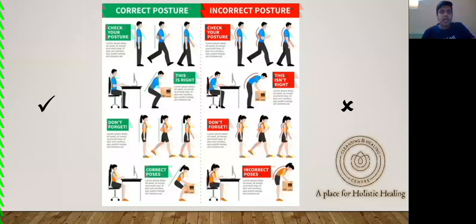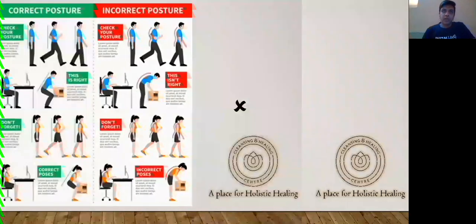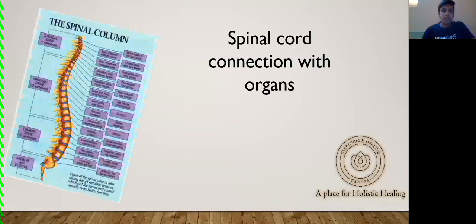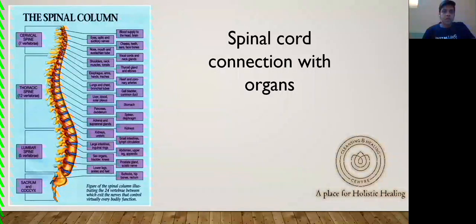Incorrect postures cause misalignment of the spine. This results not only in back pain, shoulder pain, neck pain, but all the organs of our body are connected through the spinal cord, as you can see in this picture. For example, you see thoracic spine, cervical spine, lumbar spine, sacrum. See how the lumbar spine is connected to the large intestine, how your thoracic spine is connected to your lungs, your liver. So maintaining a proper lifestyle and posture is very essential to our health.